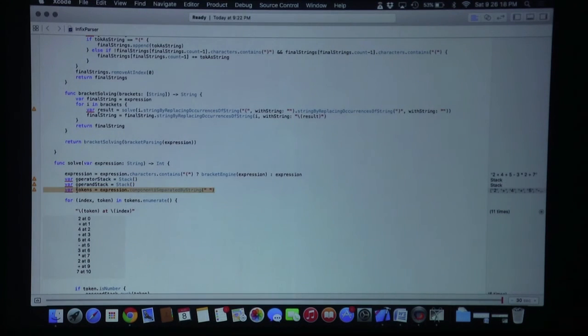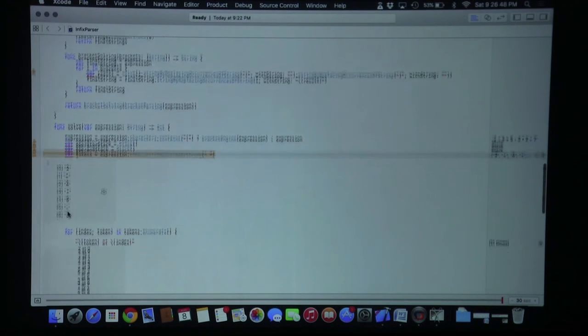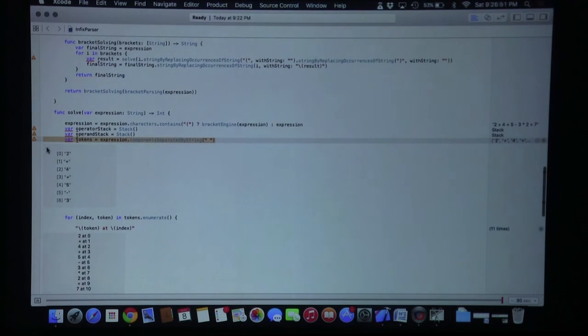Next, we are creating our tokens, which are essentially just the expression separated by each space, so that we have all the different tokens, and then using that we can loop through them, check if they're an operator, check if they're a number, do some logic with them, etc. As you can see, it's converting 2 plus 4 plus 5 minus 3 times 2 plus 7 into a big array full of all of this. 2 plus 4 plus 5 minus 3, and then there's more, it's just that you can't see them here.